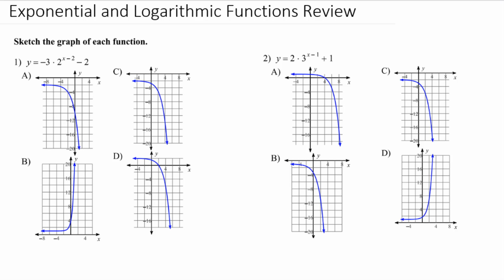These are exponential functions, and on number 1, your base exponential function is 2 to the x, and so that means that we have exponential growth. That means that this -2 in the exponent is a shift right of 2. This -2 on the outside is telling us that we are shifting down 2.